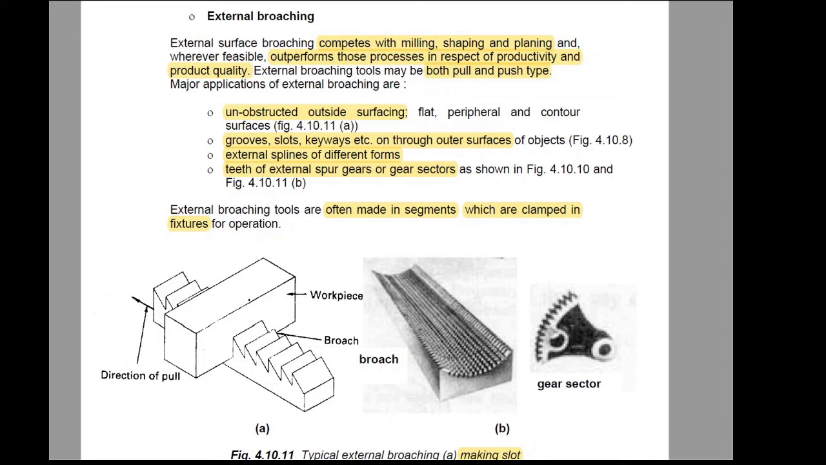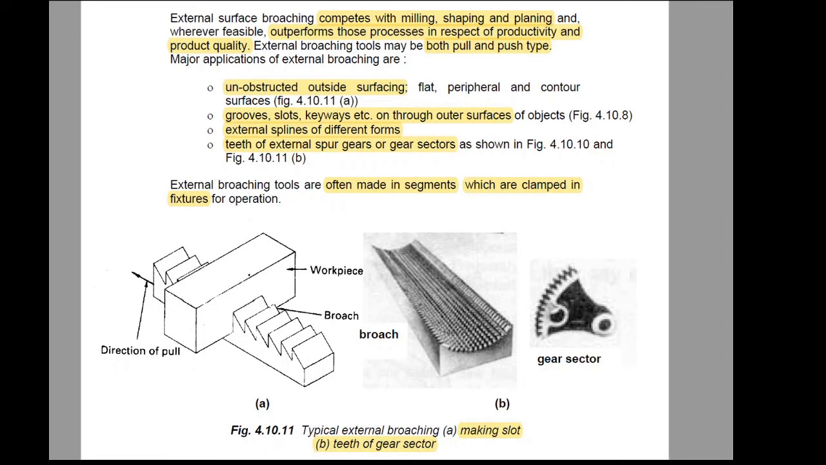These external broaches can also be used for cutting grooves, slots, and keyways on the outer surfaces of objects. They can be used for making external splines of different forms, and they can also be used for external gear cutting operations, especially in spur gears and gear sectors. External broaches are usually made in segments and they are clamped to fixtures for various operations.